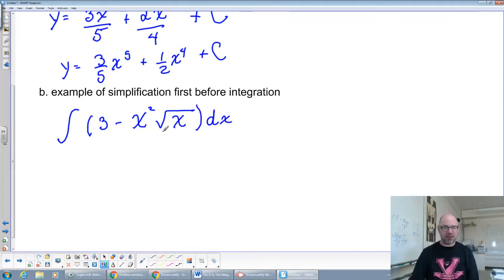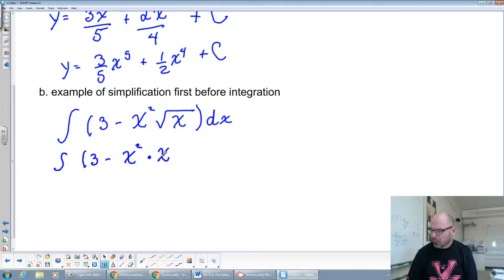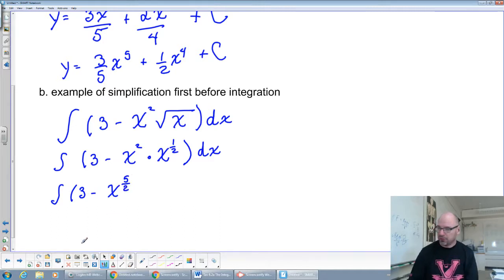So we have to rewrite this as a power. This is going to be the integration of 3 minus x times x to the 1/2 dx. So we can use the rule that when you're multiplying exponents of the same base, you add the exponents. So that would be exponent rules. 3 minus, well, this would be x to the 2.5 power, or 5 over 2 power. You often write it as an improper fraction, dx.